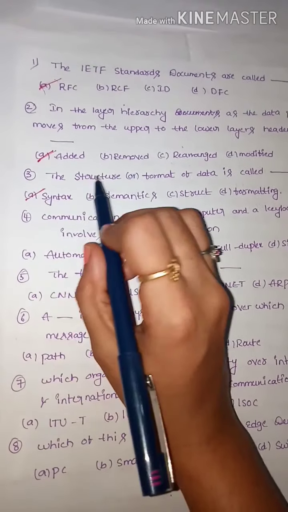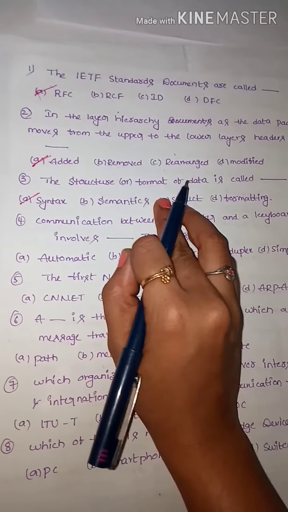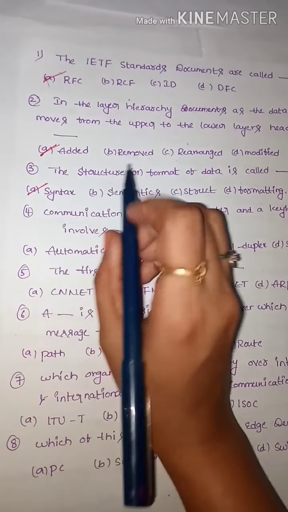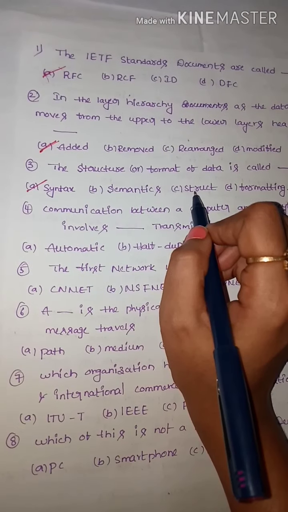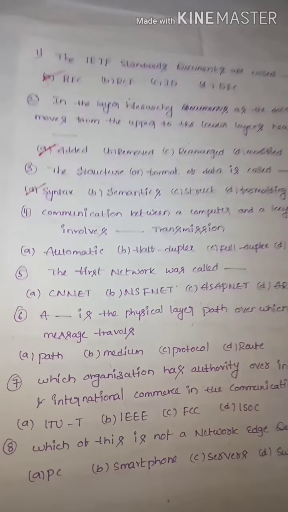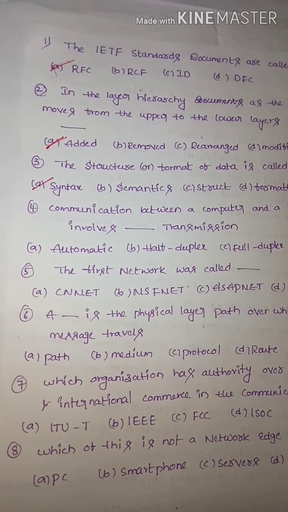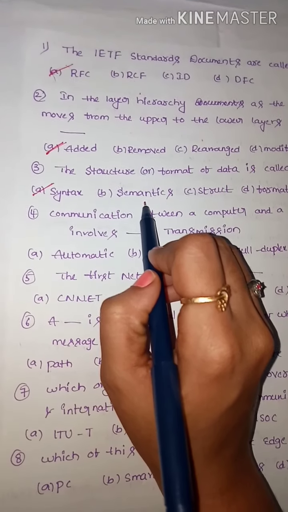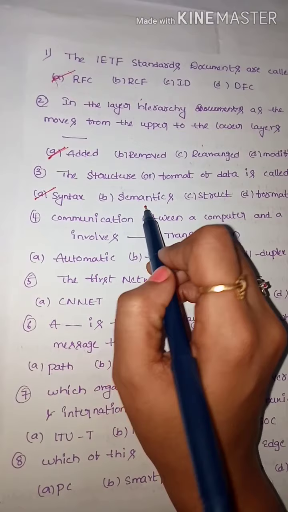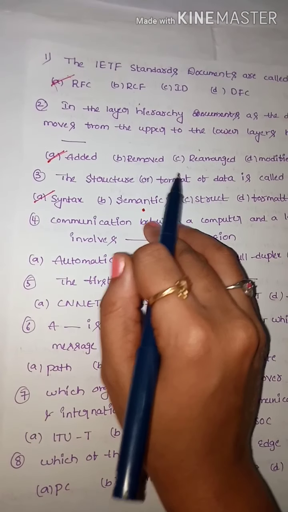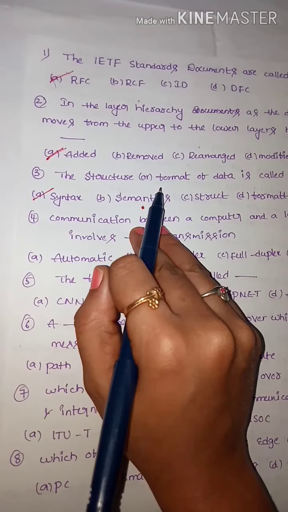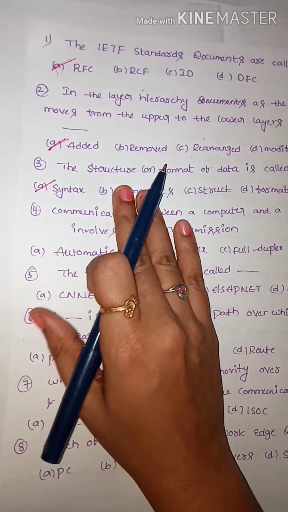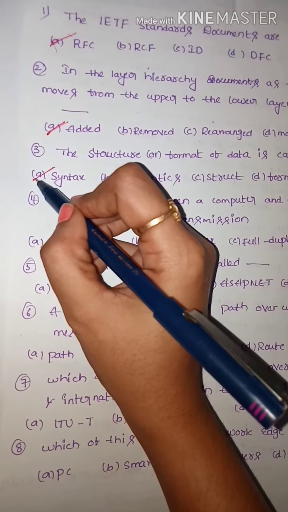Third one, the structure or format of data is called a dash. Option A syntax, option B semantics, option C struct, option D formatting. The structure and format of data are defined using a syntax. As we know, in computer science, in programming languages like C, C++, Java, the syntax of the instructions plays a vital role in designing programming languages. So option A, syntax, is the correct answer.